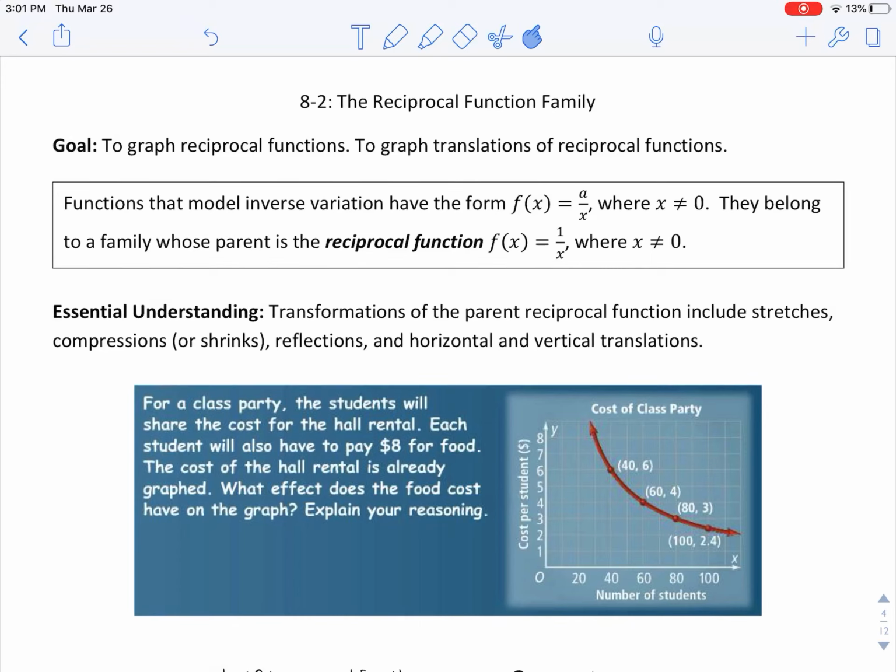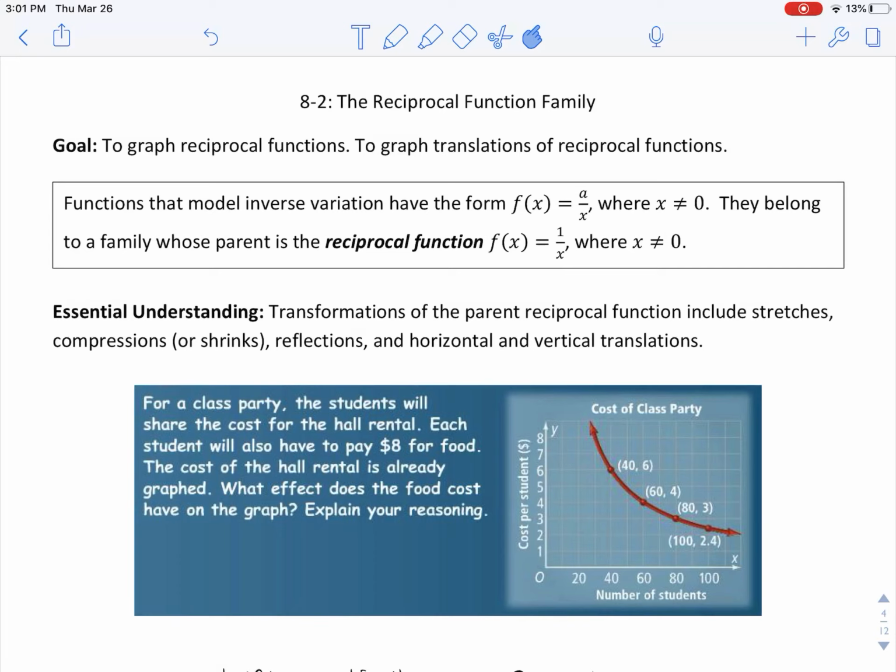Hello everybody, today we're going to do 8.2, which is the reciprocal function family. It's mainly all about graphing reciprocal functions. So functions that model inverse variation have the form f of x equals a over x. And remember, f of x is just like y, so you can think of it as y equals a over x. And x cannot be 0, otherwise it would be undefined.